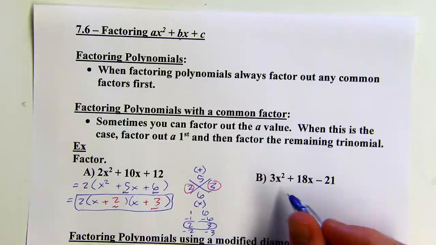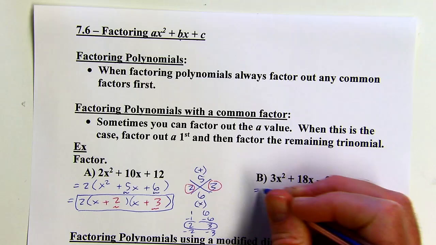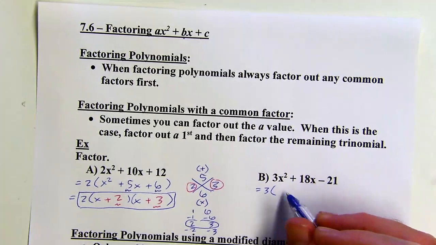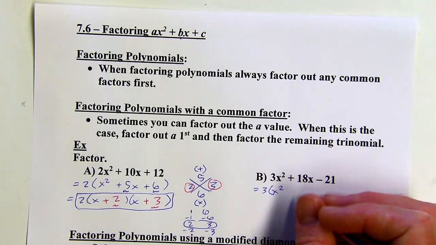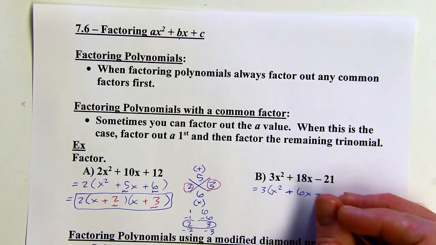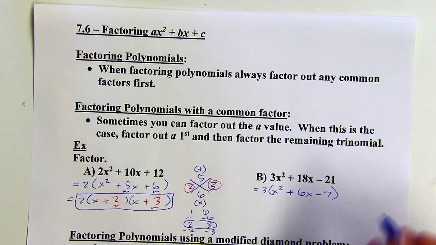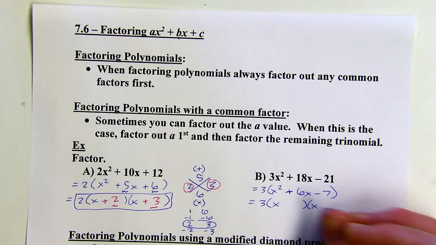All right, so I'm looking at these 3. 3 goes into all of those, so I'm going to factor out a 3. 3 times something is 3x squared. That's x squared. 3 times something is 18x. That's 6x. And 3 times something is negative 21. That would be negative 7. And then I'm going to factor the remaining trinomial.